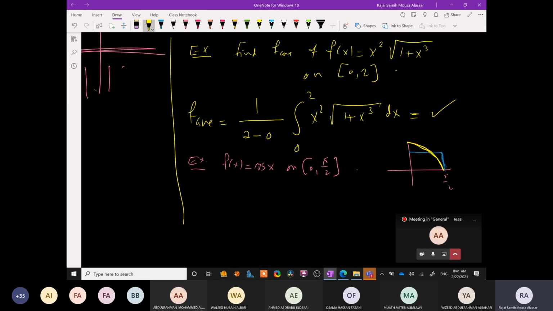So we say the average value is equal to 1 over pi over 2 minus 0, and then the integral from 0 to pi over 2 of the cosine function dx. So that should give you this side. And you can do that, of course.